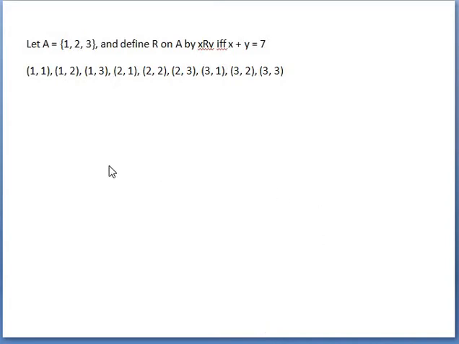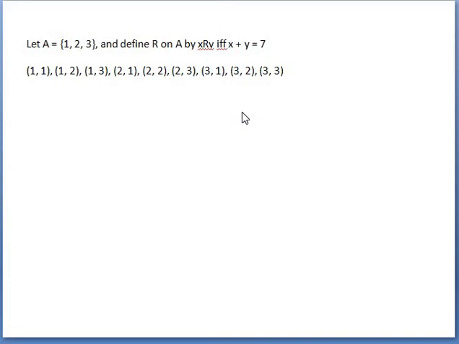So here A cross A is (1,1), (1,2), (1,3), (2,1), (2,2), (2,3), (3,1), (3,2), (3,3). Now, what is that particular condition? Our condition this time is x plus y is equal to 7. That is, the sum of the first element and the second element must be 7.